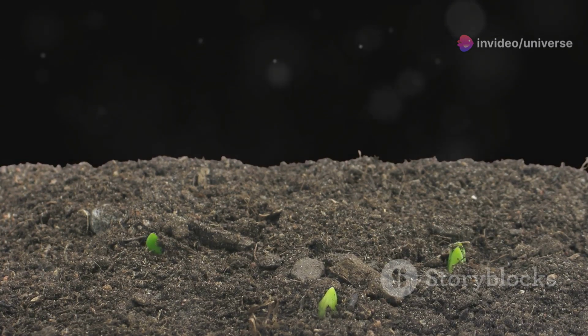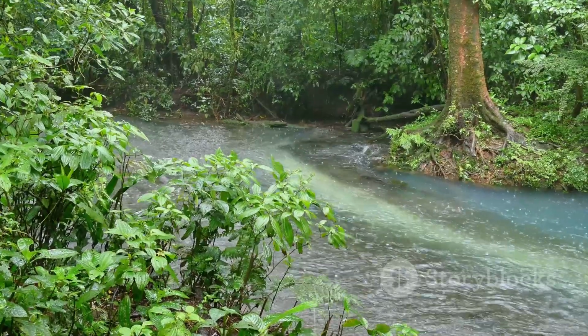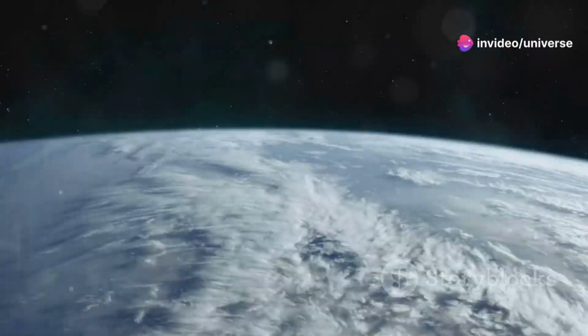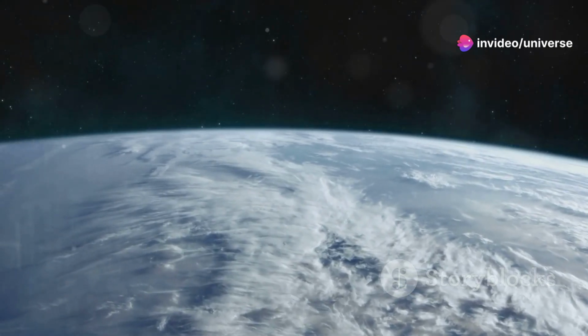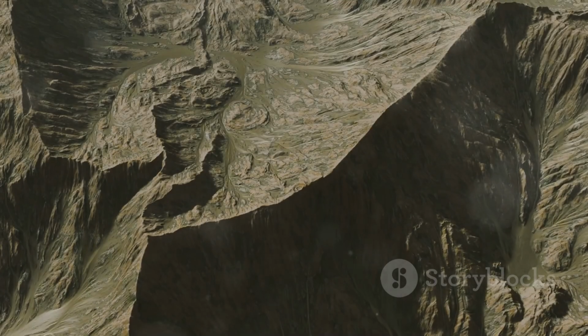The evolution of early life forms transformed the planet. The emergence of photosynthesis fundamentally changed the composition of Earth's atmosphere, paving the way for the evolution of oxygen-breathing organisms like ourselves. It highlights the interconnectedness of life and the planet.